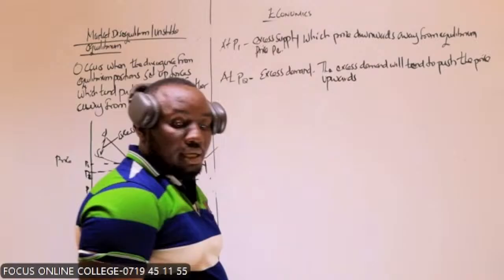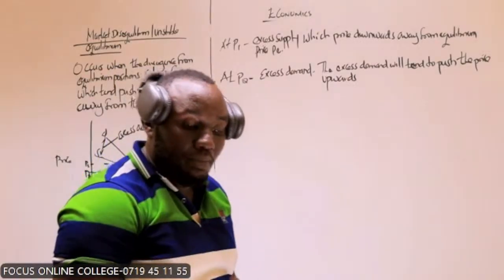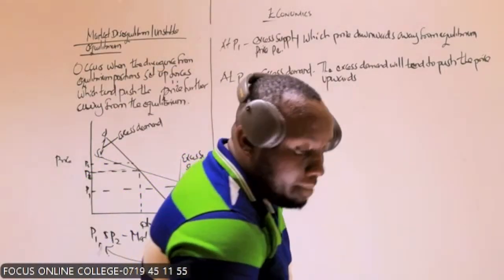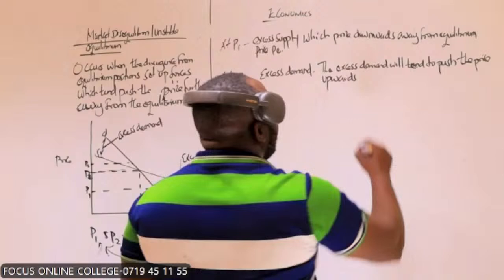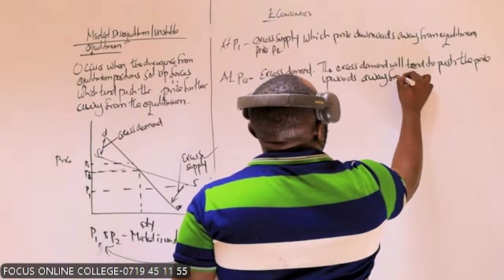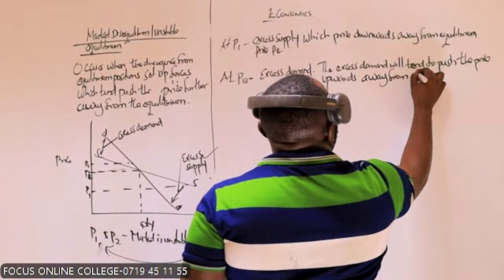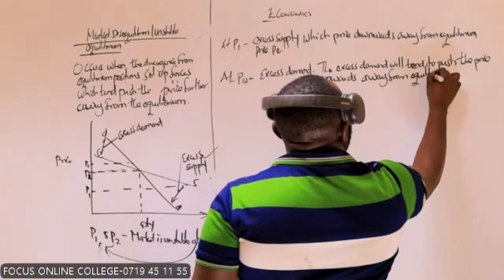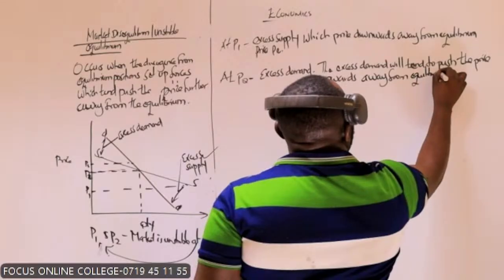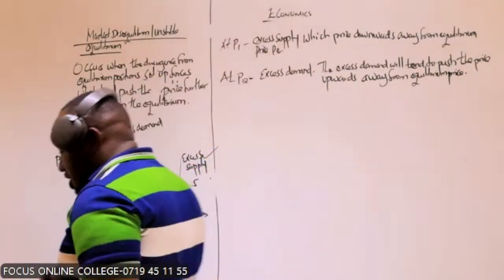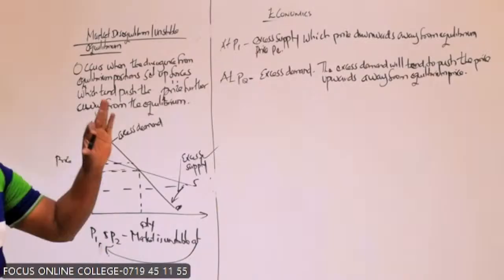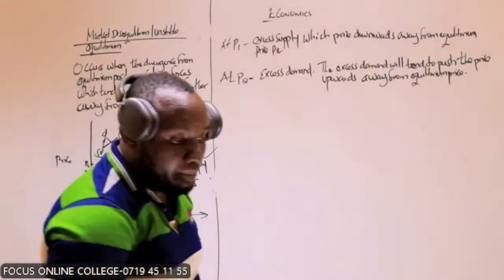Bonus pay also pushes the price up, away from equilibrium. We have leave pay and sick leave, all of which push the price away from what we call the equilibrium price.